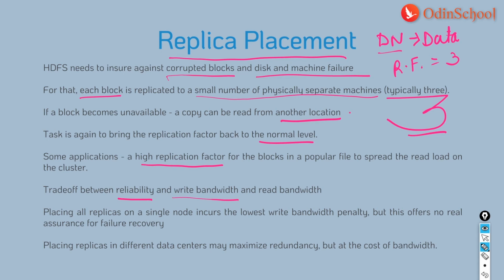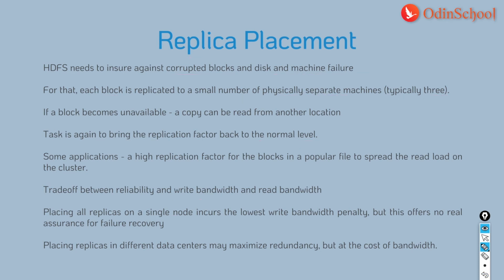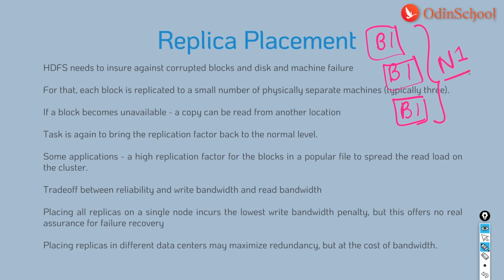Placing all the replicas on a single node is a good thing and a bad thing also. Let us understand. Say you have block one, replicated three times, b1 b1 b1, on a single node, n1. Now if one block copy is lost due to a partition failure of that disk, the other two are still there, and you can get a copy from them.